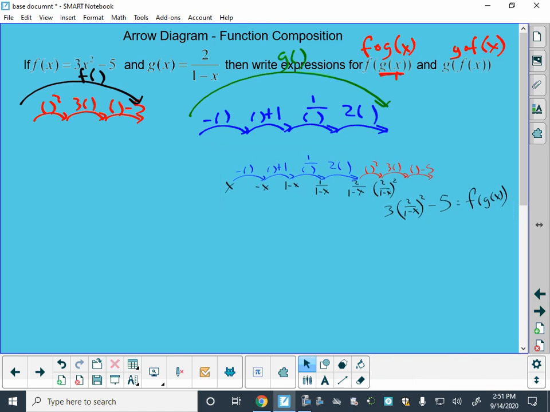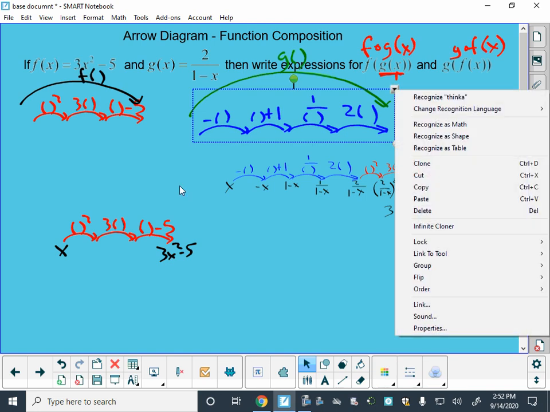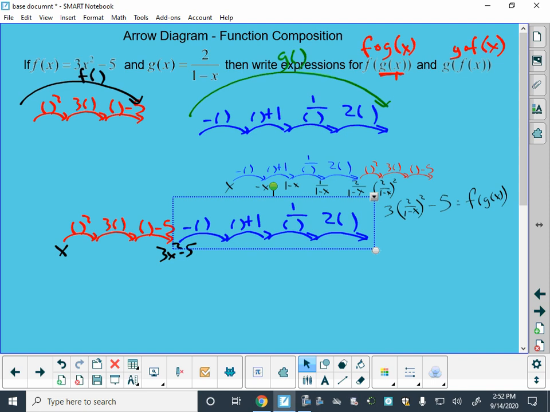Shove that over here. If I want to do g of f of x, okay, well, for g of f of x, I start with the x. But this time, that goes into f first. So I'm going to grab my f arrows to do that, which I know are going to output at the end a 3x squared minus 5. Okay. And then I need a copy of my g arrows. And I'll attach the g arrows right on there and then start making my changes.